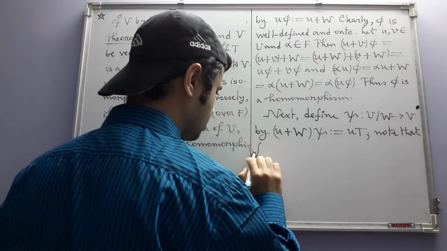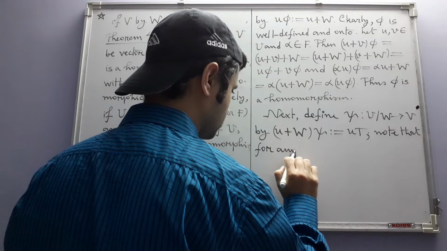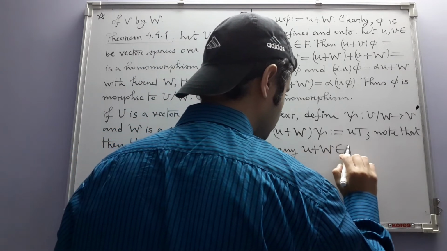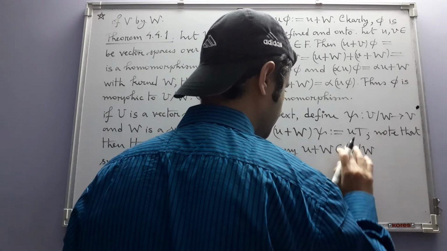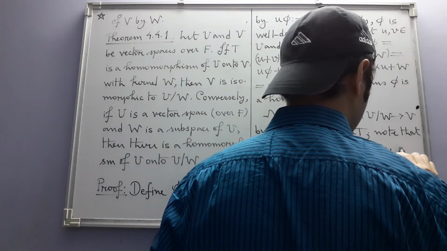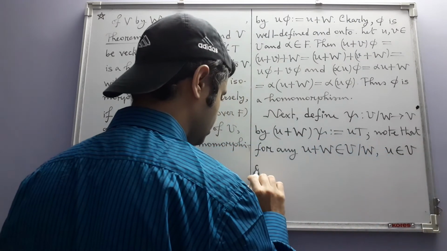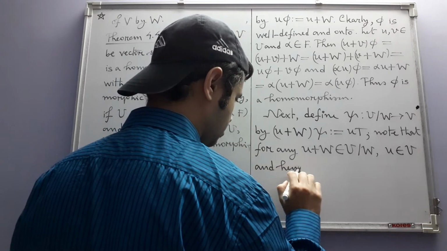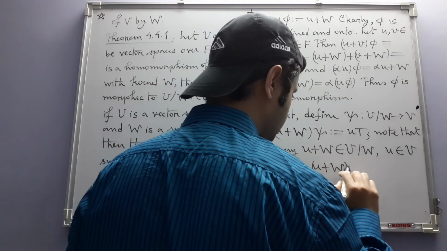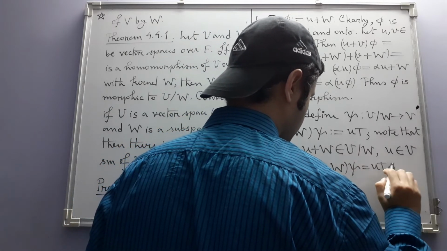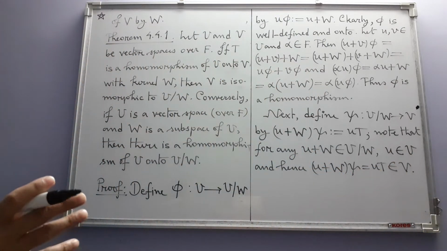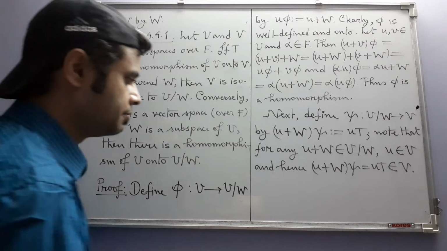Note that for any u plus W belonging to U by W, this is u, okay. u belongs to U and hence uT belongs to V. So our output does fall in V.